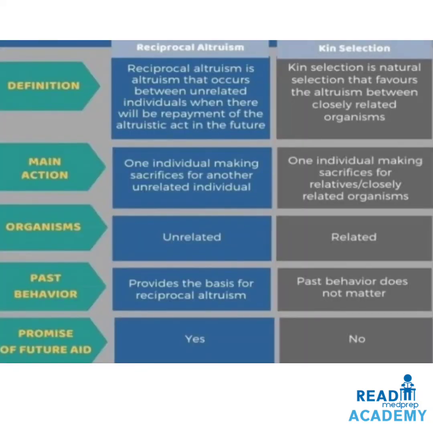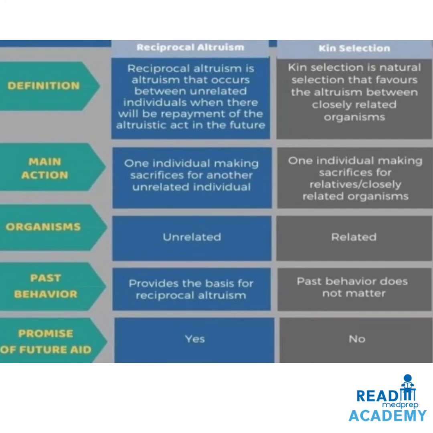Now what are the differences between reciprocal altruism and kin selection? When you take the definition, reciprocal altruism is altruism that occurs between unrelated individuals when there will be repayment of the altruistic act in the future. Kin selection is natural selection that favors altruism between closely related organisms.